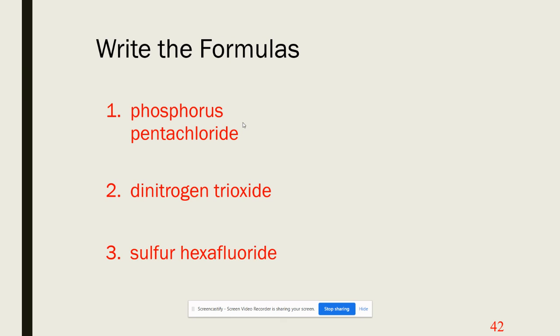Now I want you to write the formulas from the names. And so when we write the names or the formulas, we need to take into consideration what the prefixes are telling us. So if we have phosphorus pentachloride, we'll have PCl5. Dinitrogen trioxide would be N2O3. Then sulfur hexafluoride would be SF6.